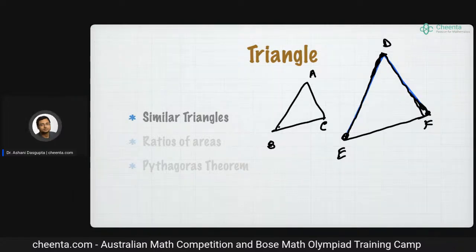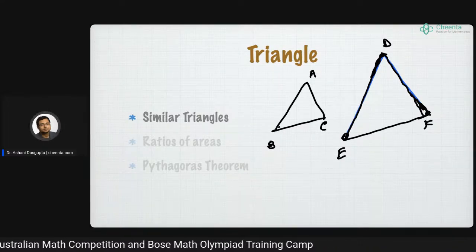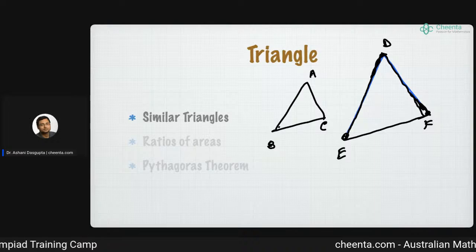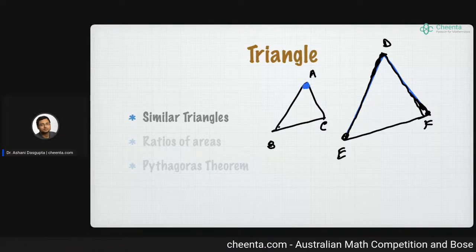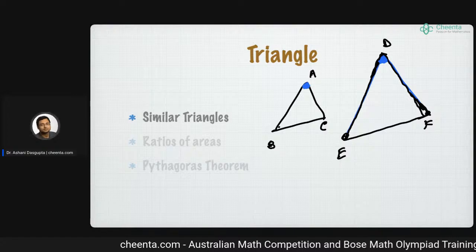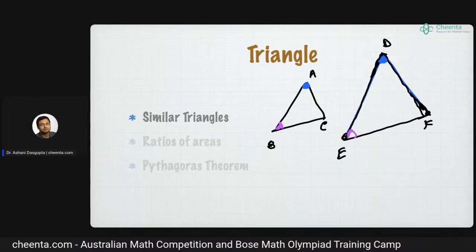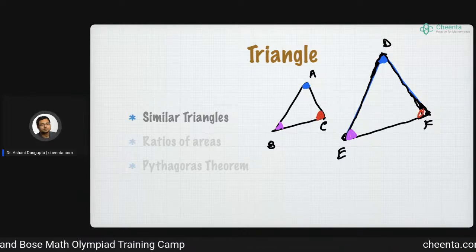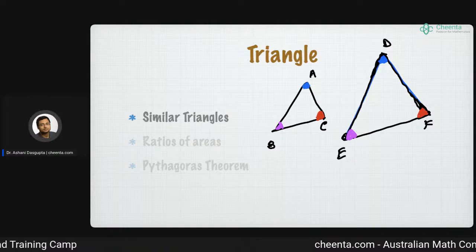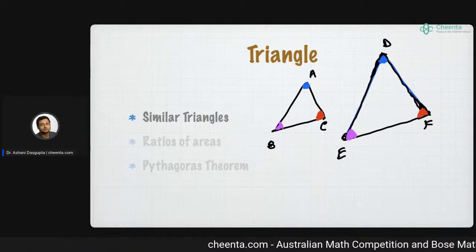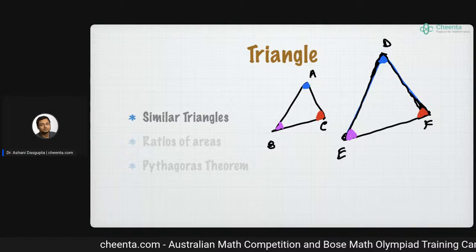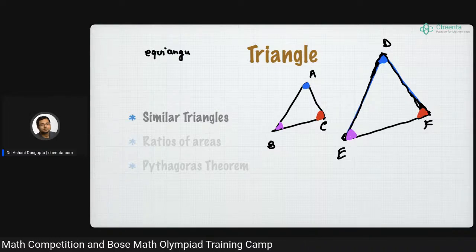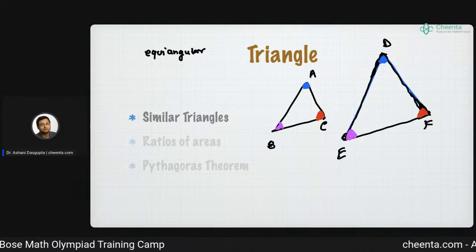I said this yesterday as well, that there are a couple of ways of describing the situation where they are similar to each other. One way is the equiangular way, that is, the two triangles have equal angles in one-to-one correspondence. That is, the blue angle is equal to the blue angle, the pink angle is equal to the pink angle, and the red angle is equal to the red angle. That's one way to say that the triangles are similar.